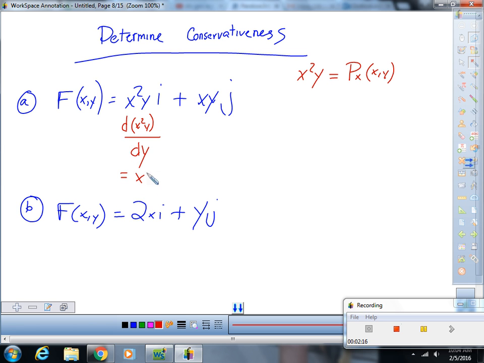So, what does this equal? That equals x squared, right? Now let's take the derivative of this one with respect to what? With respect to x. And what does that give us? And are these two things equal? They are not. So, what did we learn? This is not a conservative vector field.